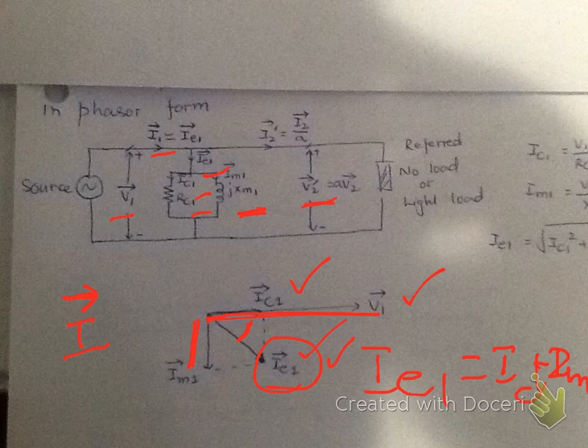So in phasor form, the main difference in the representation of the quantities is that they now have both a phase angle as well as an amplitude.